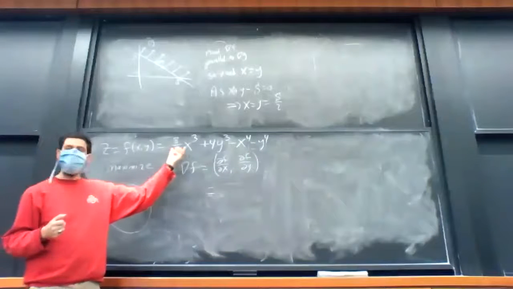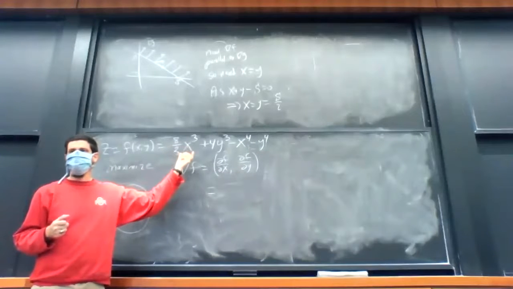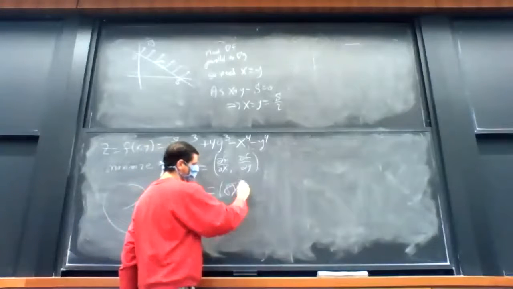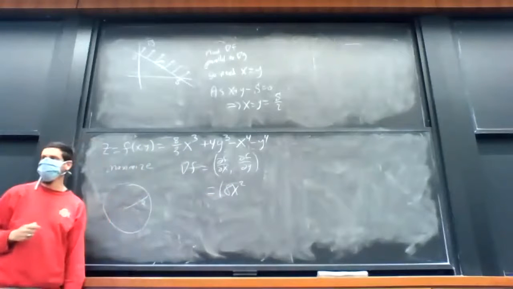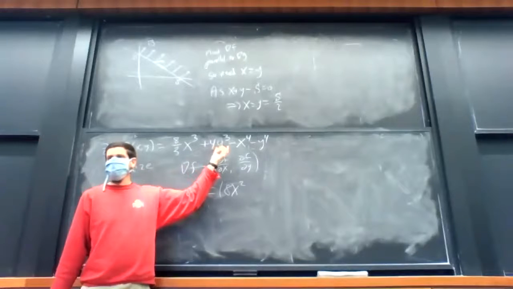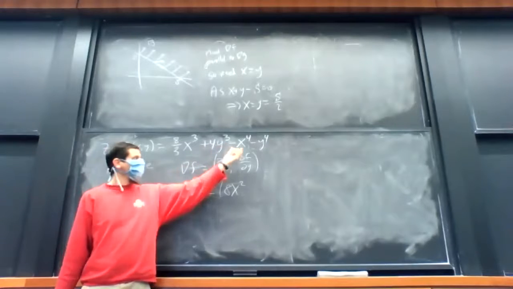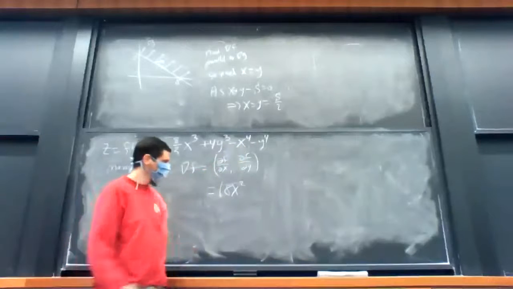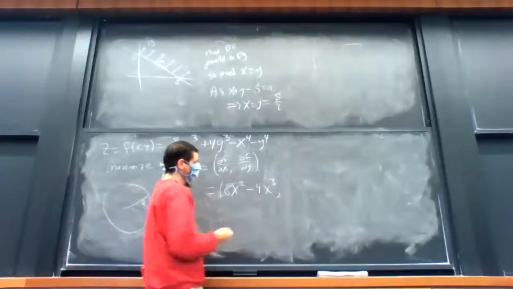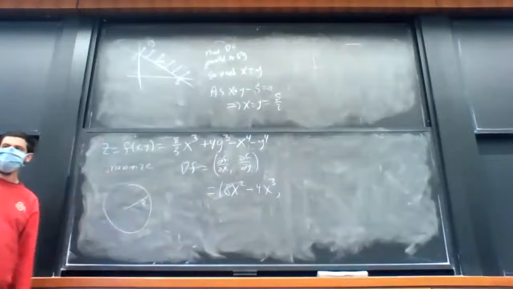What was the derivative of 8/3 x cubed with respect to x? 8x squared. And now you can see that's why we had a 3 moving on. What's the derivative of 4y cubed with respect to x? 0. Derivative of negative x to the 4th: negative 4x cubed.